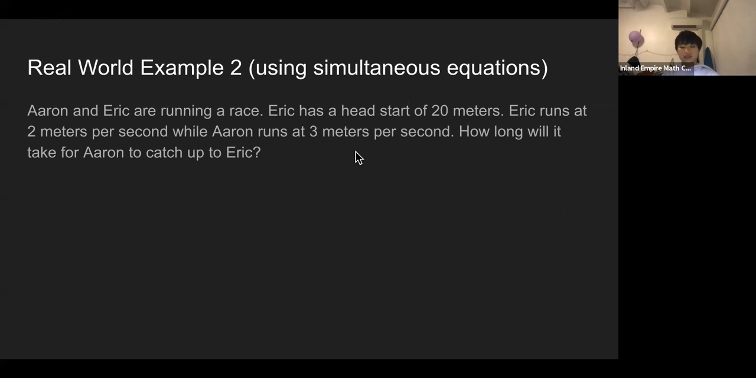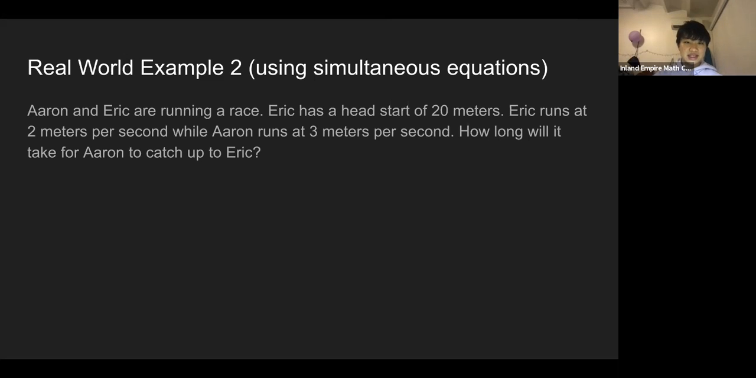So with this second real world example, which we will probably end with, it says Aaron and Eric are running a race. Eric has a head start of 20 meters. Eric runs at 2 meters per second, while Aaron runs at 3 meters per second. How long will it take for Aaron to catch up to Eric?